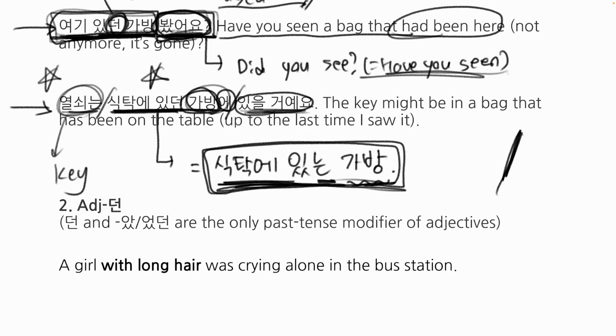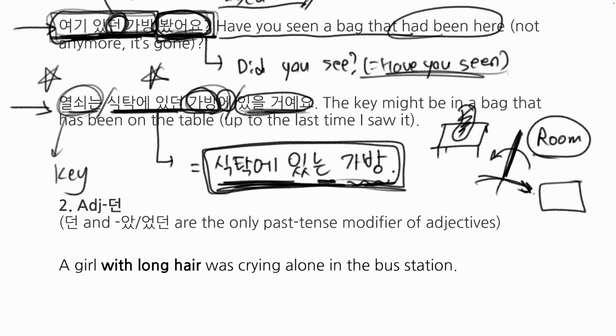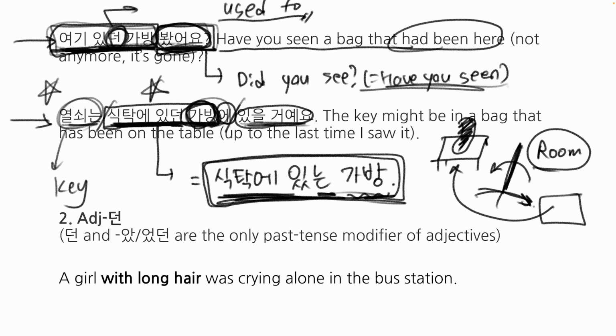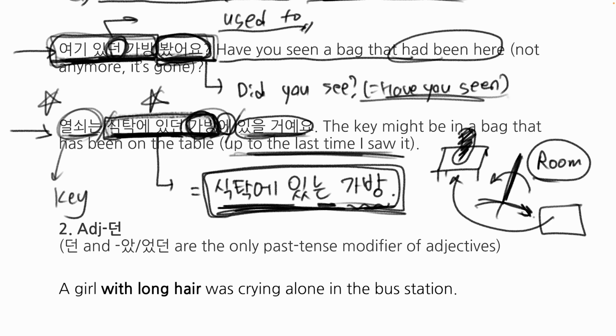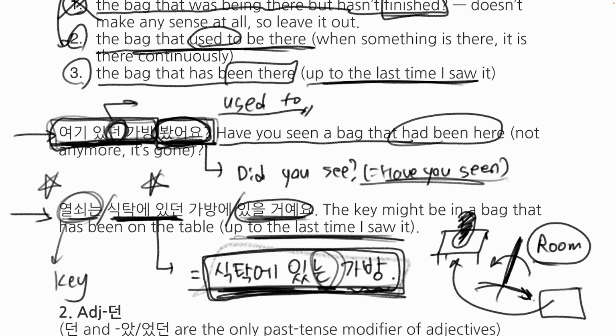But let's say you're now in a room, and in the kitchen there's a dining table. And just a few minutes ago, when you were in the kitchen, you saw that the bag was on the table. And now you're in the room and a few minutes pass, so you might not be so sure that the bag might be on the table, right? Because a few minutes has passed and somebody might have taken it. In that case, you can say 식탁에 있던 가방, the bag that has been on the table up to the last time that I remember, up to the last time I saw it. Then you can use 식탁에 있던 가방. But if you're absolutely certain that 가방 is on the table, then you can use 식탁에 있는 가방. So most of them really are figure outable by context.